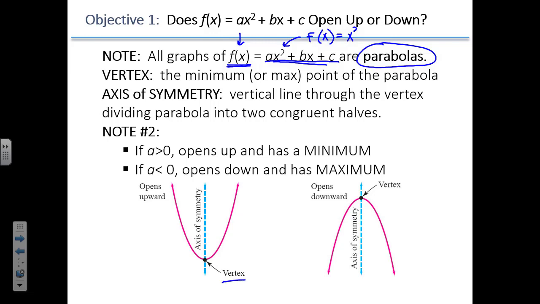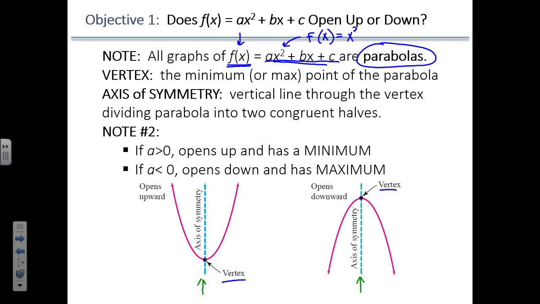First of all, the vertex. The vertex is the name for the tip of the parabola. It's the lowest point if it opens up, or the highest point if it opens down. The axis of symmetry is the line that goes right down the middle. These are all important aspects of our graphing, which we're going to do in a minute, but the axis of symmetry is just a line down the middle of the parabola.